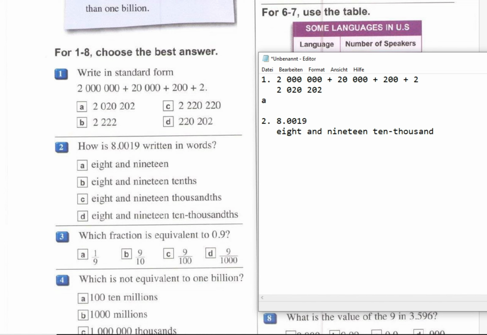The question number 3. Which fraction is equivalent to 0.9? It is 9 over 10. So we don't need to discuss this. It's like this.